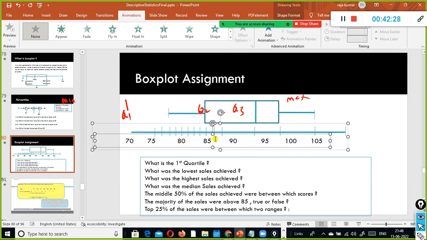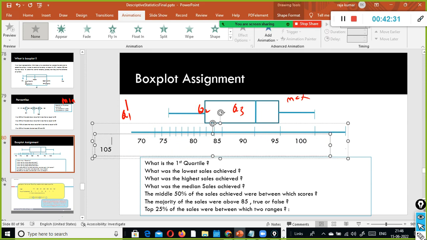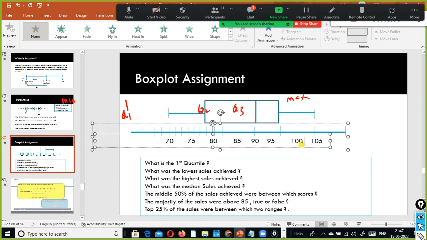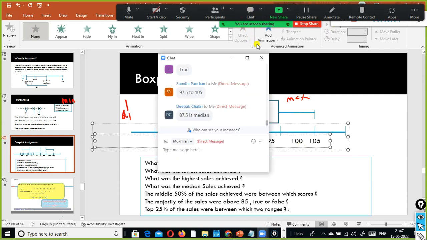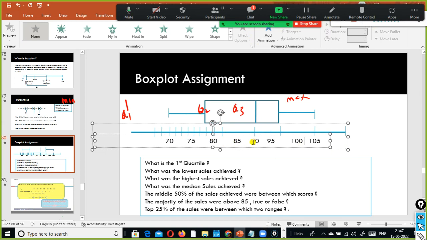105, and then ideally, I'll start like this. The minimum value is 70 here, just beneath this line, and then somewhere we need to put 77.5, right? I'll just put it like this. What is the median value? How many of you remember the median value? Here, 105 is missing. One second. 87.5 is median, right? So here I'll just move this a little bit. Here you will get your 87.5.